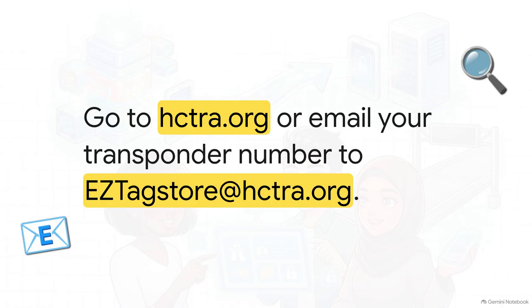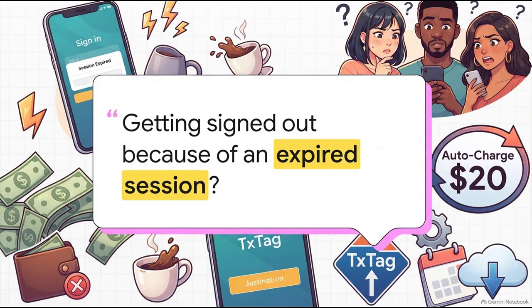Well, here is your lifeline for that missing username problem. You can visit the specific web address, hctra.org/forgotusername, input email, and just drop in your registered email. But if the database stubbornly refuses to recognize your email, you need to email the support desk directly at easytagstore@hctra.org. Make sure you include your physical transponder identifier in that email. Users have been saying that customer service is pretty snappy and usually responds within a single business day to help recover your profile.